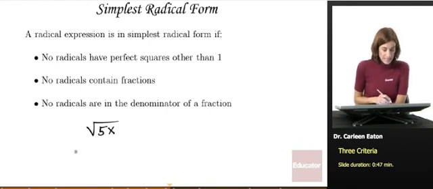Second on my list, there are no radicals that contain fractions. This meets that criteria. Finally, there are no radicals in the denominator of a fraction. So this does not have any radicals in the denominator. So whenever you're trying to simplify a radical expression, at the end, double check and make sure that it meets all 3 criteria.